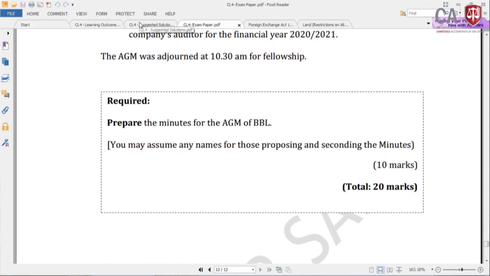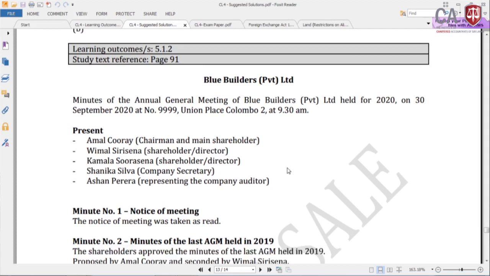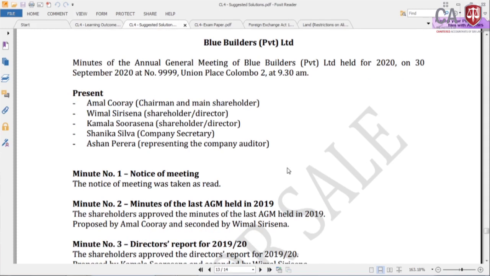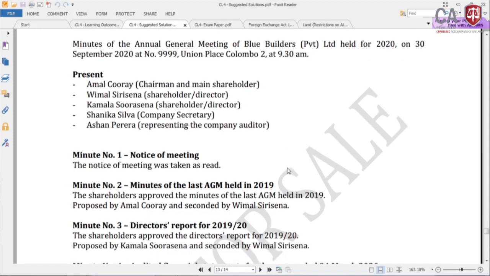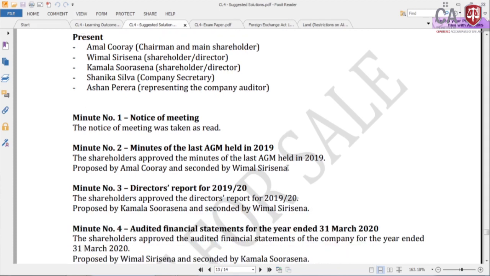Now how to draft such minutes? You can say: Blue Builders Private Limited, minutes of the annual general meeting of Blue Builders Private Limited for 2020 on 30th September. Present: Amal Kure, and all the names of the gentlemen and ladies who were there in their official capacities must be mentioned. Then minute number 1, notice of the meeting was taken as read.